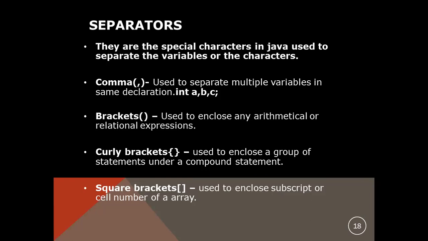Number one, comma. It is used to separate multiple variables. For example, here I have written int a, b, c. So while declaring three variables, to separate them, I have used commas.